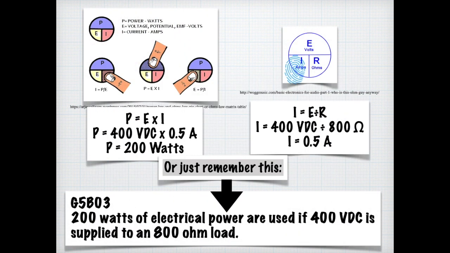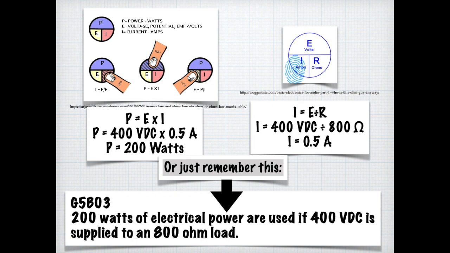So I like using these little circles. All you have to do is remember the P and the E, I, R and where they go. And then when you want to calculate for something, all you have to do is put your finger over what you're trying to calculate for. In our question, we need to solve for wattage, and before we can do that, we need to resolve our current issue. So we calculate for current. Current is E divided by R. So 400 volts DC divided by 800 ohms equals 1/2 amp of current, or 0.5 amps.